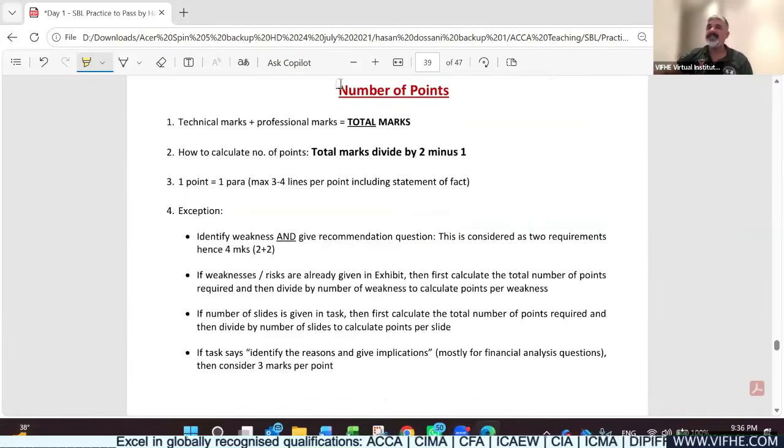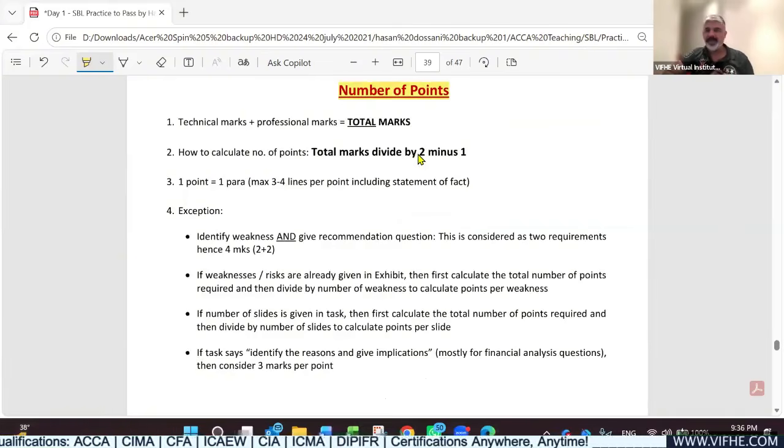All right. Next thing is number of points. Guys, can I take a 2 minute washroom break? If you allow me, just give me 2 minutes for a quick washroom break.